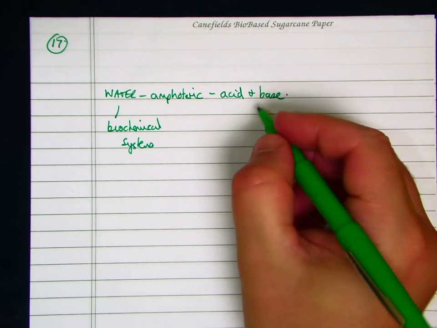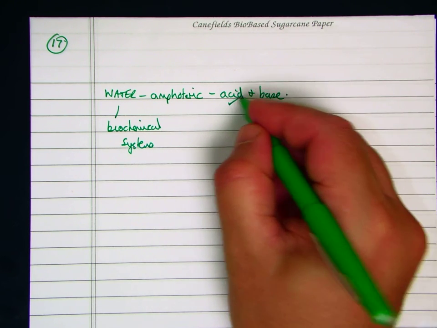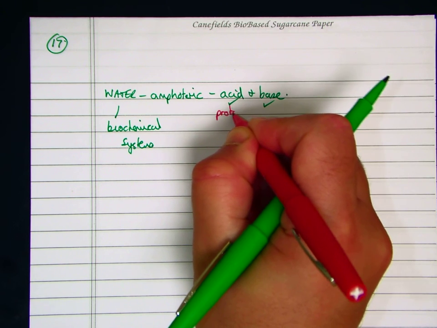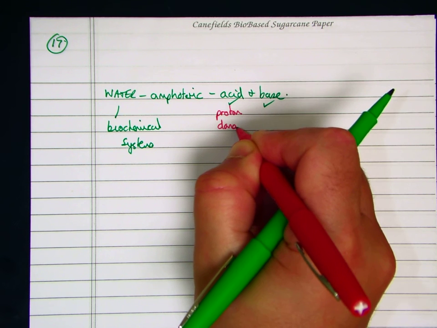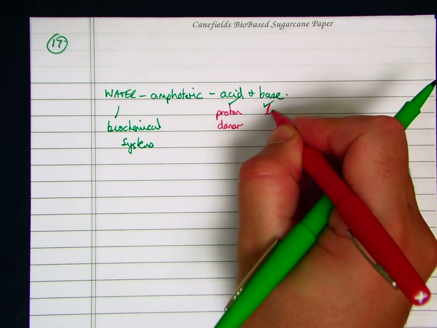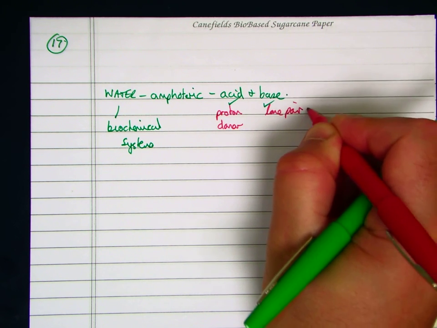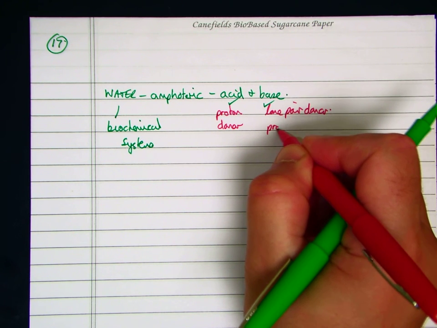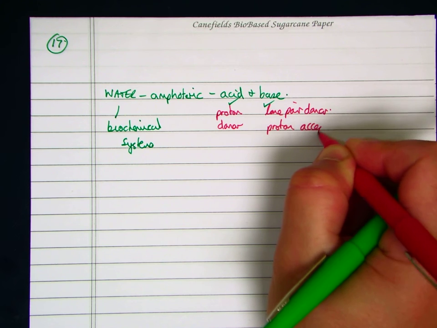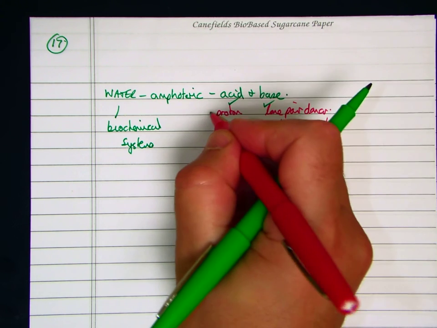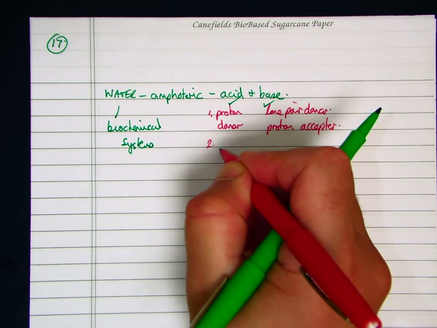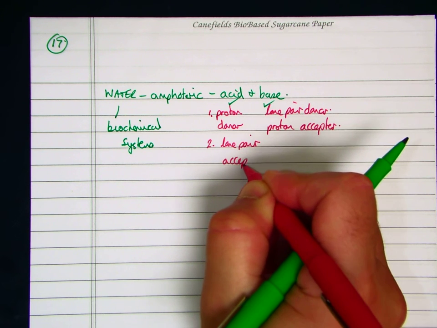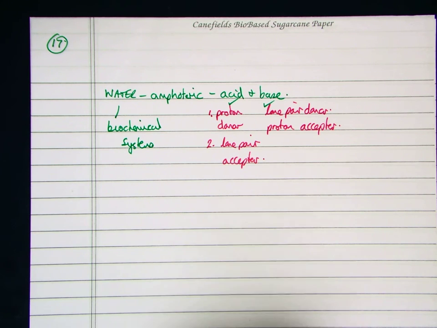Okay. Being amphoteric, we know it's going to act as an acid and it's going to act as a base. The acid definition is proton donor. The base definition is lone pair donor, or proton acceptor, whereas this second one is a lone pair acceptor. So obviously contrary definitions, as you would expect.